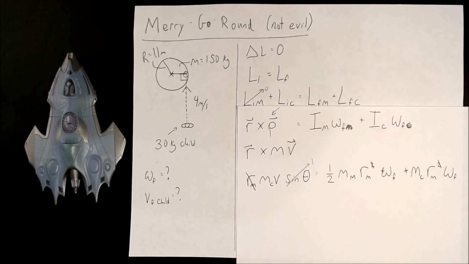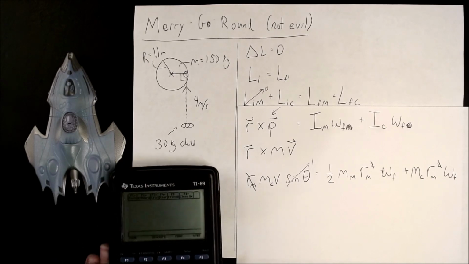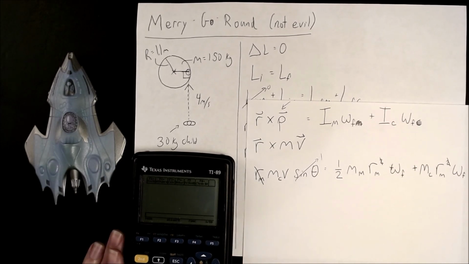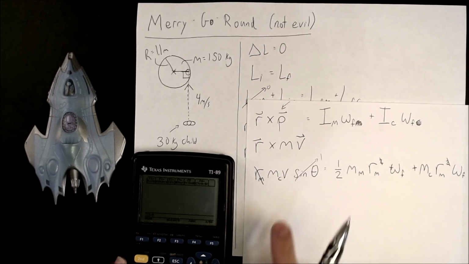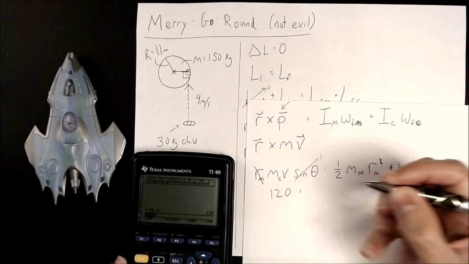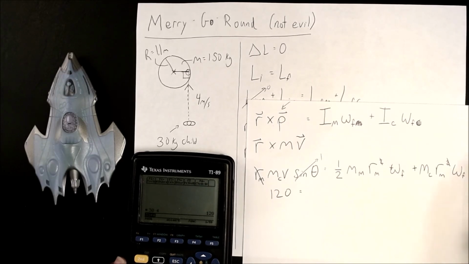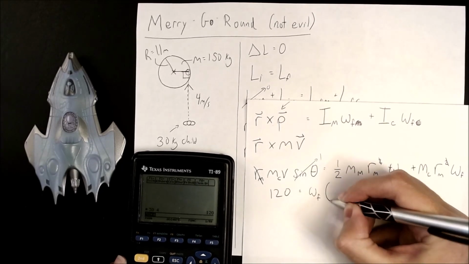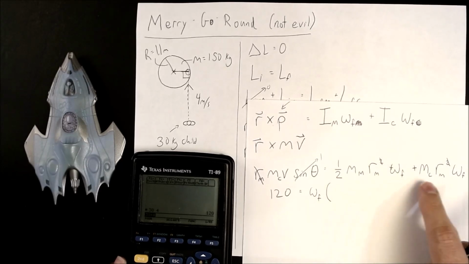We can't get rid of the mass of the child because it's not in every term. But we do know a lot of this stuff now. So on the left-hand side of the equation, we've got the mass of the child, which is 30 kilograms, times 4 meters per second. And that gets us 120 over here, which is equal to, I'm going to factor out this omega final, times this stuff plus this stuff.